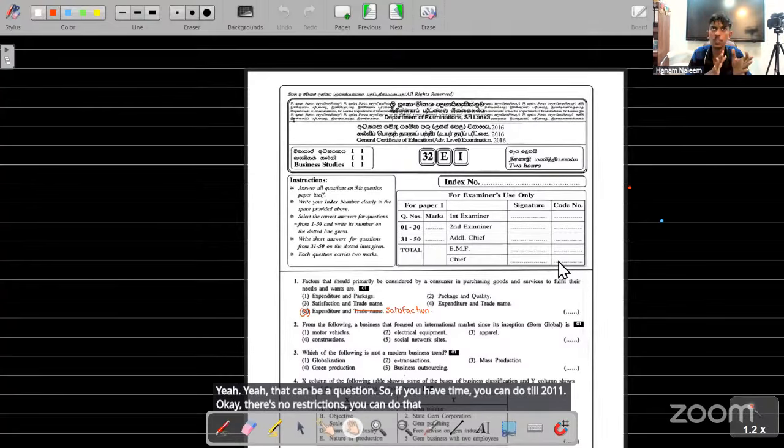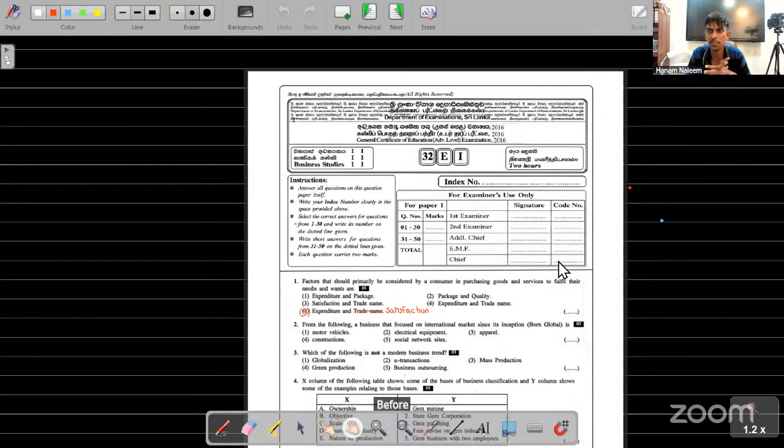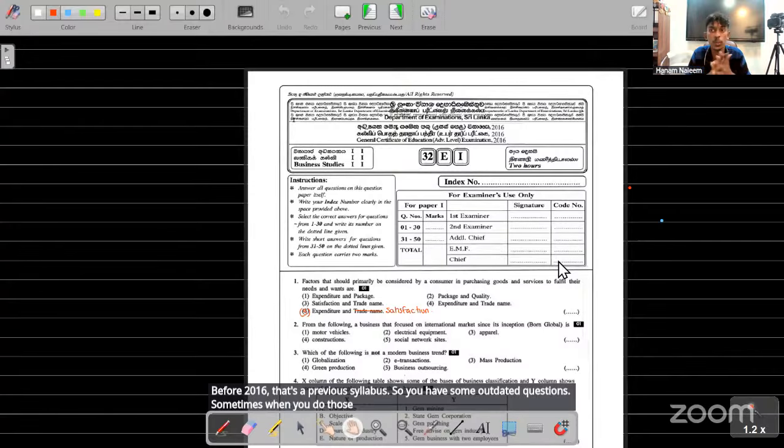But why I chose from 2016 to 25 is for two reasons. One is because before 2016, that's a previous syllabus, so you have some outdated questions. Sometimes when you do those questions, it can demotivate you. Because you see some questions and think, where did I study this? It's not in the theory. So you'll confuse yourself and lose confidence.